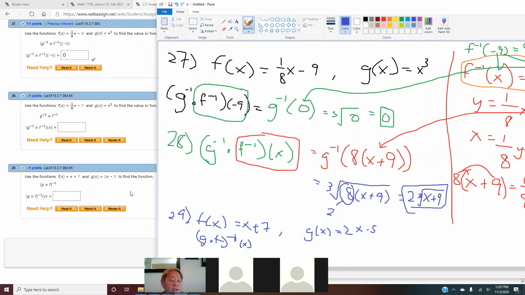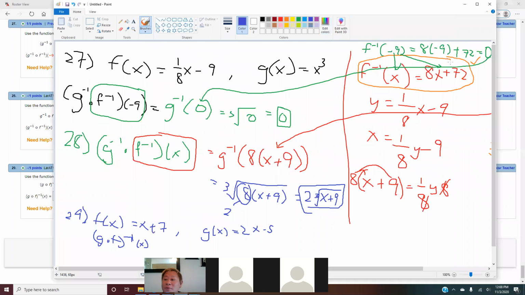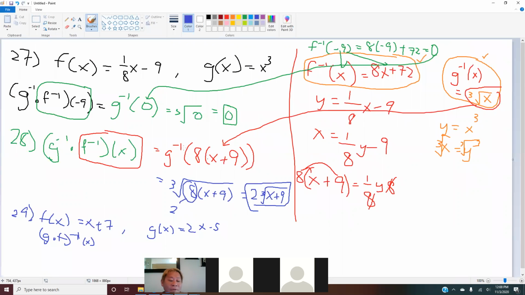So do you see the difference between 29 and 28? 28 is what we just did here, where you find the inverse of f, and then you find the inverse of g, like what we did over here. And then after that, you plug it in. But for question 29, you have to do the composition first. You have to do the dot first. And then once you do the composition of this, you find the inverse like what we did in here, where you switch your x and y around and then solve for y. So what we did here is g dot f. So first thing we need to do is find what is g dot f of x.